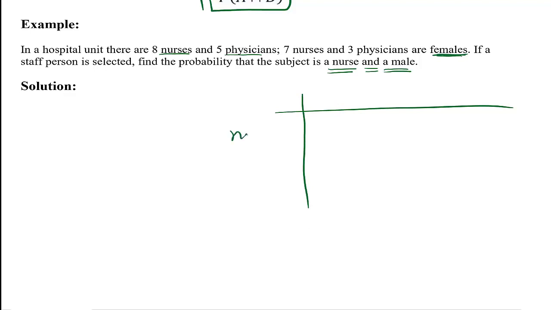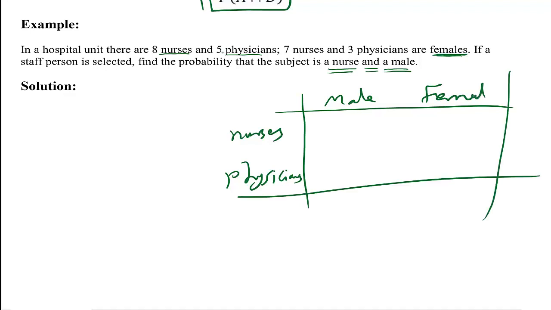So we have either nurses or physicians, or we may have male or female. We have 8 nurses and 5 physicians. 7 nurses and 3 physicians are female. 7 nurses are female, and 3 physicians also are female. So the rest are males. So here we have 1 male and here we have 2 males. So the total of male is 3 and the total of female is 10. The total number of subjects is 13.